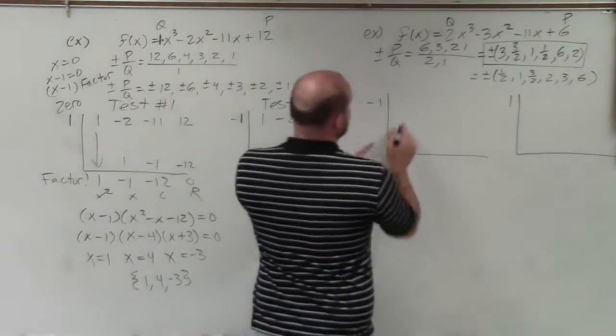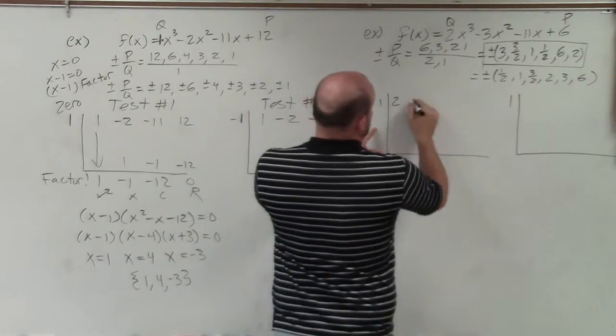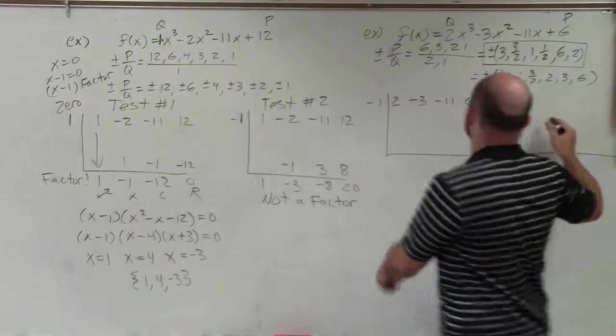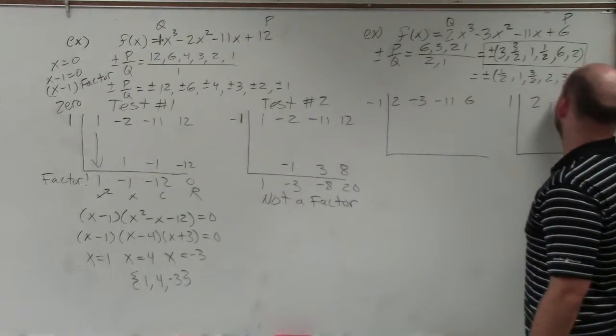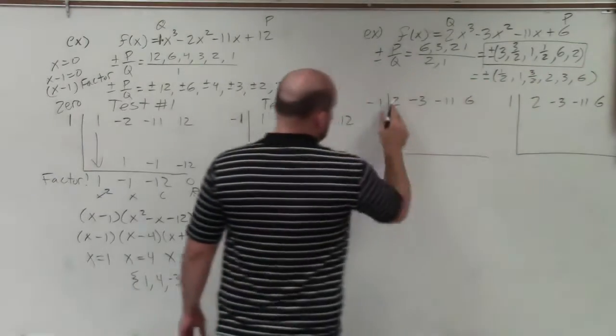OK? So when doing synthetic division here, I take 2, negative 3, negative 11, and 6. It's in descending order, so that works. 2, negative 3, negative 11, and 6. OK. So I bring down the 2.